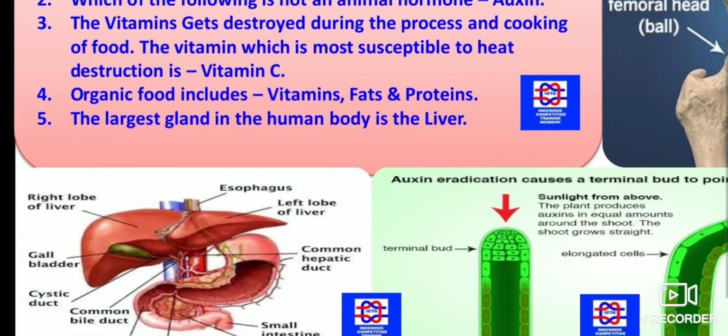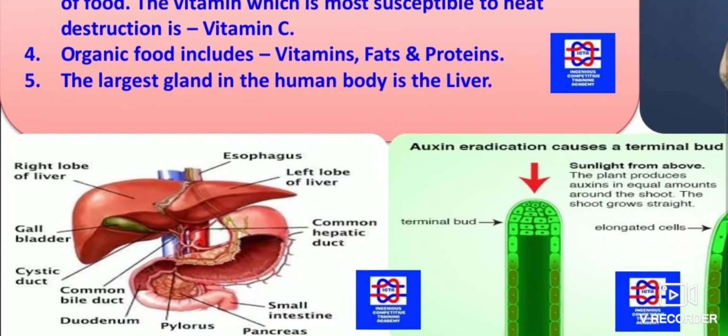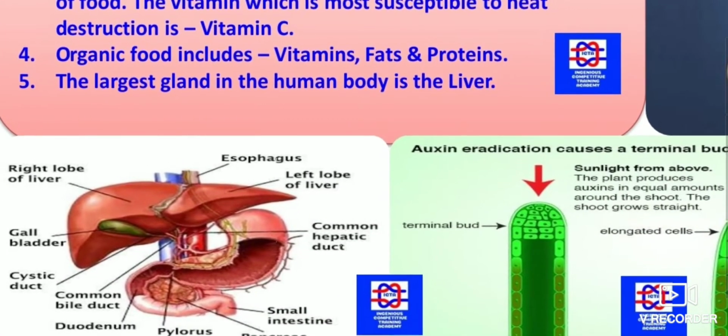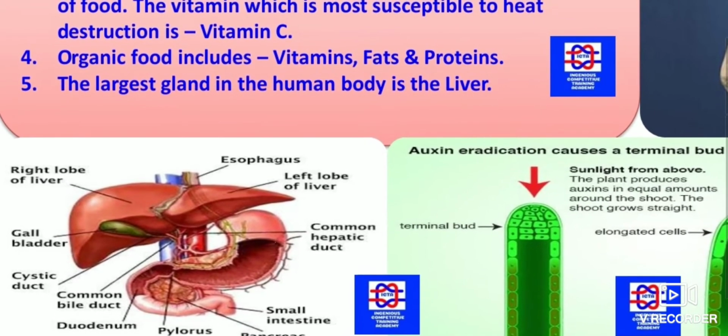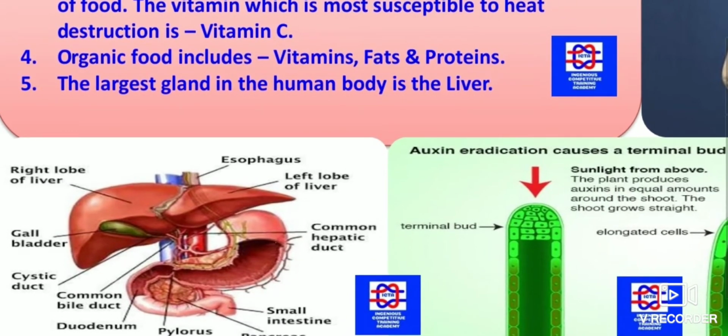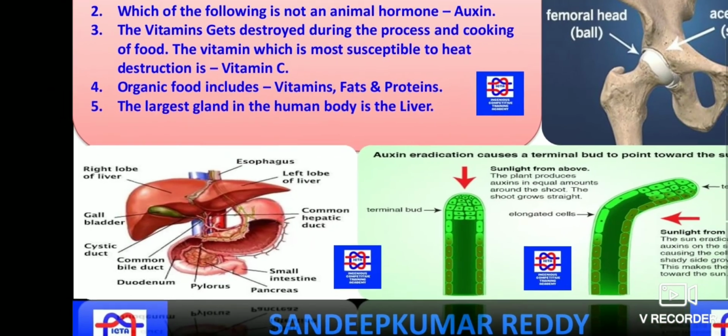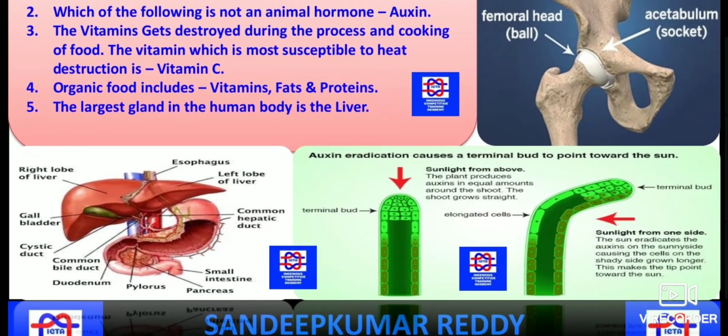So what exactly do organic foods include? Vitamins, fats, proteins, these all consist of organic foods. The largest gland in the human body is the liver. As we are aware, the liver is the largest gland in our human body.